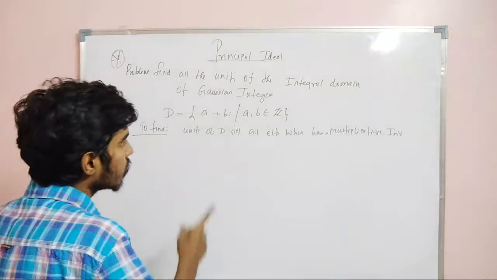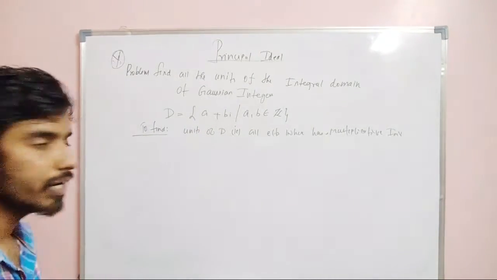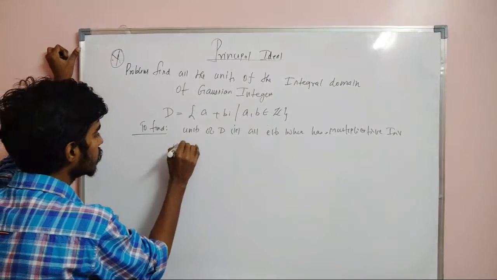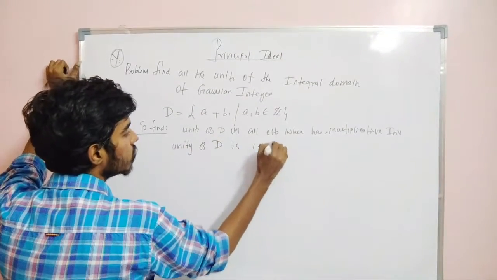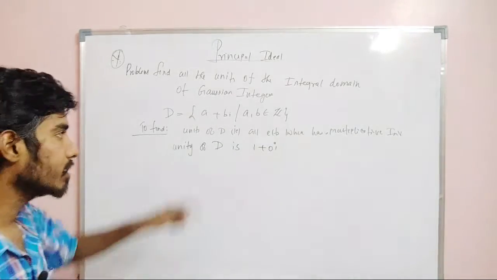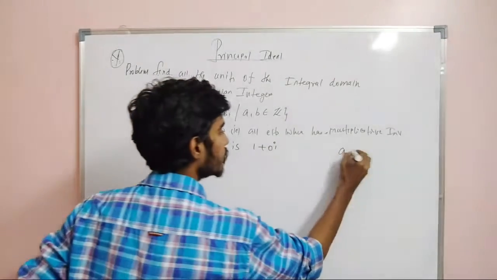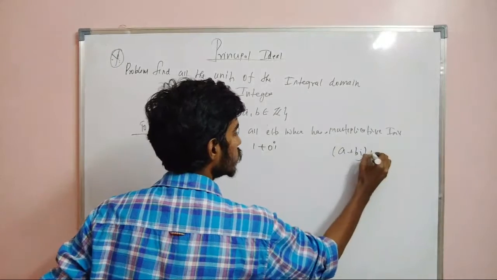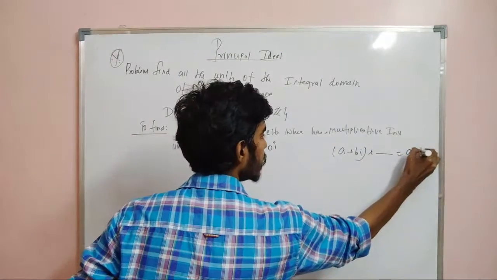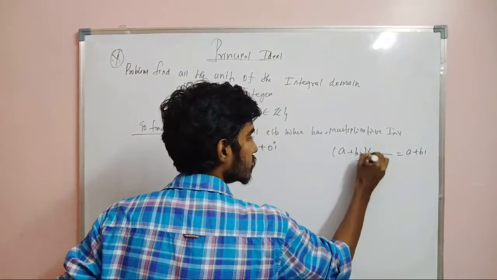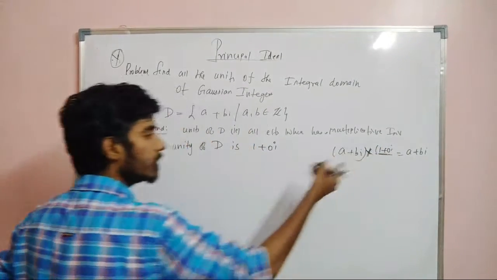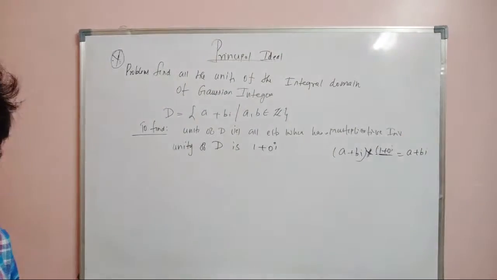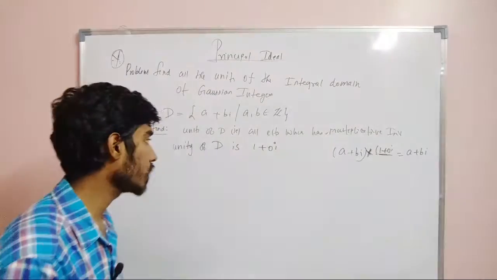So we know what the unity of D is. Unity of D is 1, right? 1 plus 0i is the unit element, because a plus bi times something must give a plus bi again, so that number has to be 1 plus 0i. This we already discussed: the multiplicative identity for the set of all Gaussian integers is 1 plus 0i.